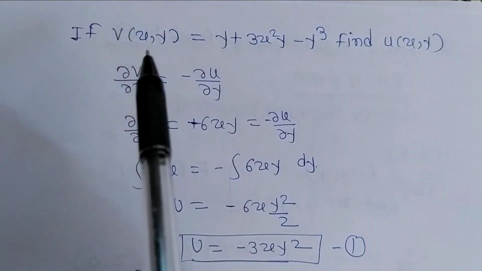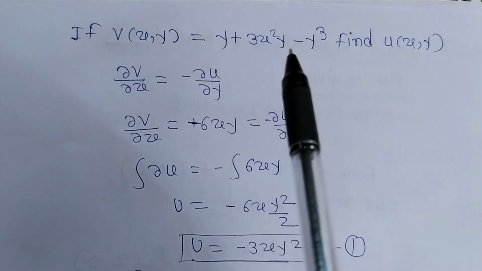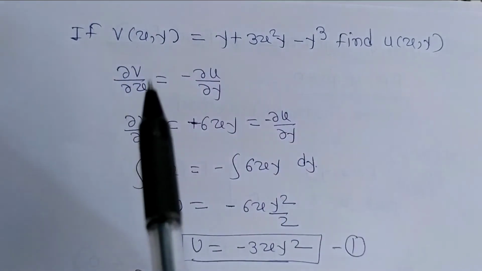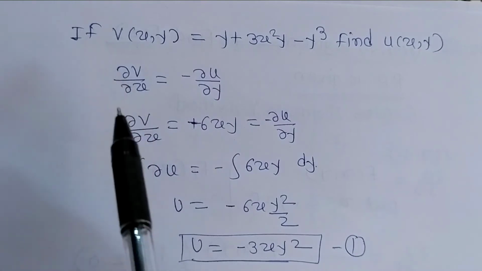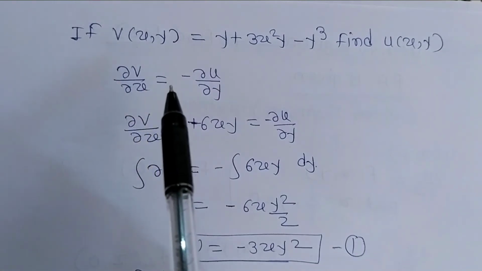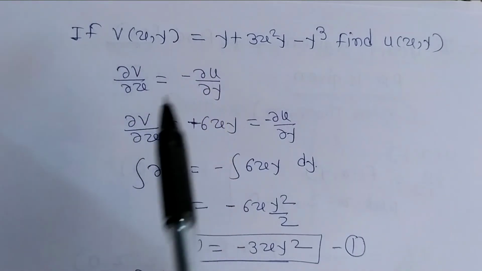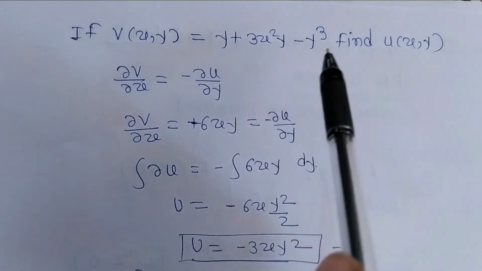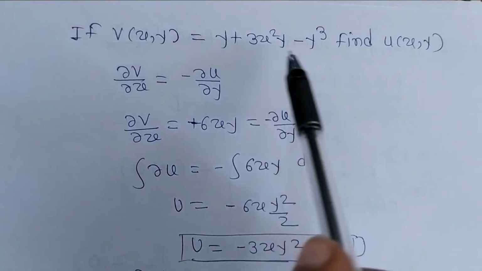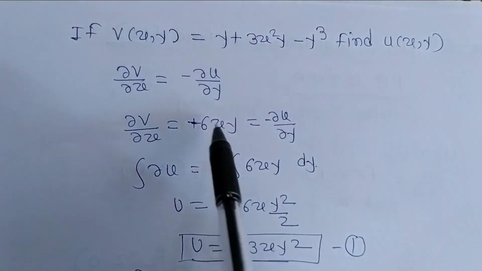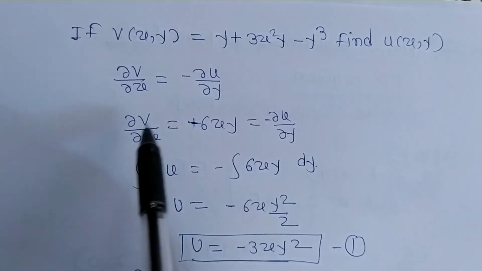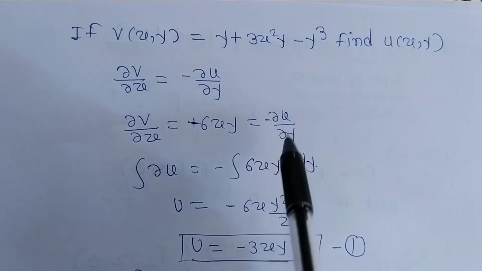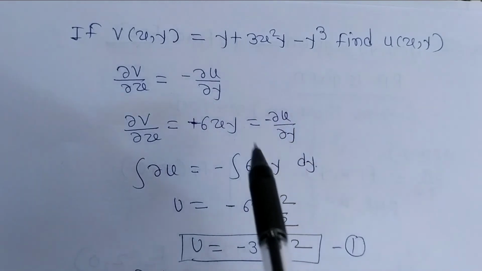Okay, so v of xy is y plus 3x square y minus y cube, and we have to find the u of xy. So the Cauchy-Riemann condition is dou v by dou x is equal to minus dou u by dou y. Here dou v by dou x, with respect to x, is 6xy. That is equal to minus dou u by dou y.